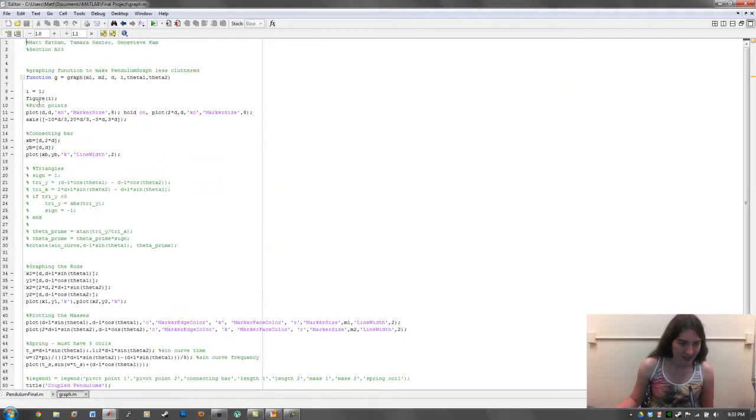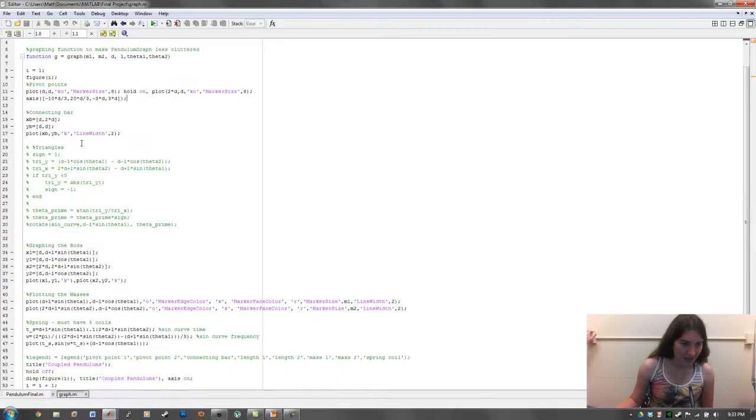And here we have our figure, which we call figure 1, or figure I. And it plots based on arbitrary values. So for this one, it's just D. So our pivot points start at the point D and 2D as the x values. And then the connecting bar is just a bar between those two.